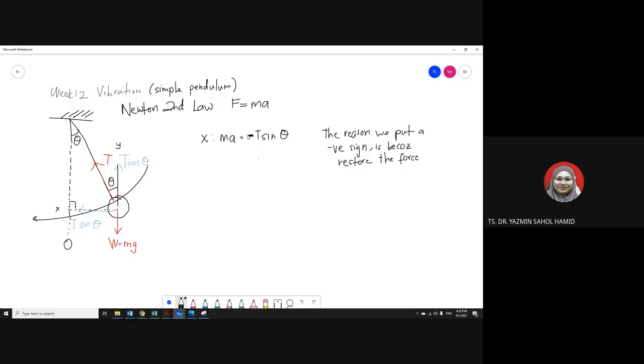Now, let's say this is our X, this is our Y, this is our L. Now, what will be sin theta?